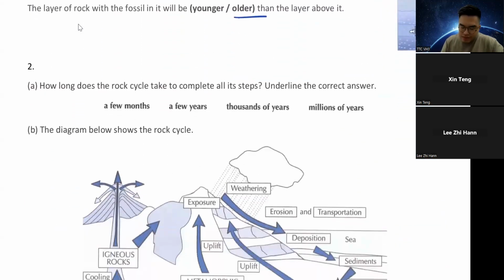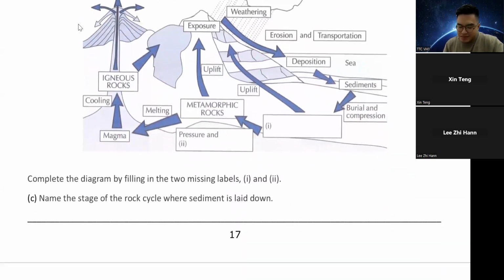Okay, so number two, how long does a rock cycle take to complete all its steps? It's a few million years. The whole thing will take a few million years. All right. Humans, we have only existed for like 200,000 years since the Paleolithic. So the rock cycle, it's not even halfway. That's how slow it is.